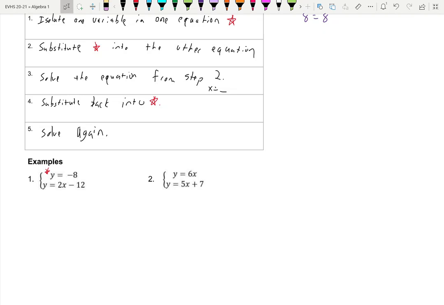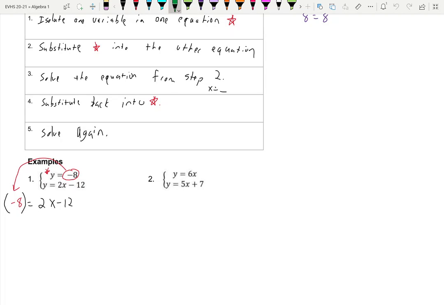Okay, step 2. Substitute star into the other equation. So the other equation is the bottom one. y equals 2 times 2x minus 12. Now, in this equation up here, I see y equals. So I'm going to go to the other equation and remove the y and replace the y with a set of parentheses. Now I'm going to substitute in whatever this is equal to. So I'm going to put it there, -8. Okay, that was step 2. Now in this particular case, those parentheses didn't help me out at all. In other cases, they will, but I'm going to do that step every time just to be consistent.